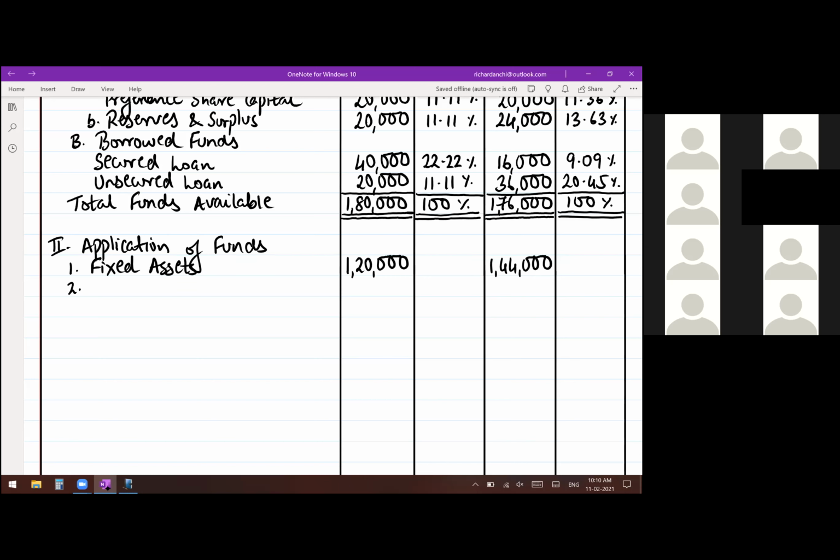Point number 2, next, investments. Investments for both years is the same, and that is 20,000. Then you have two items, current assets and current liabilities, put together known as working capital. Write down below that, current assets, 60,000 and 48,000.